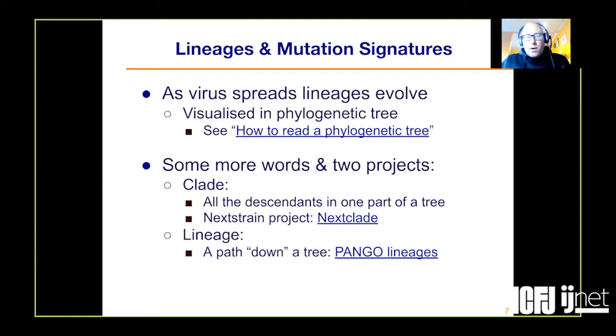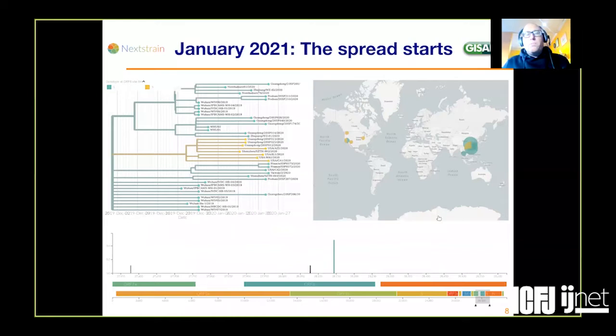So a lineage is a path through this tree. We'll see a tree just now. And the lineages get these names called Pango lineages. I'll talk about them just now. But if you took a look at all of the descendants that come from one group of lineages, then we call them a clade. And there's a project out there called Nextstrain that has its own naming scheme called Nextclade. So we have these two naming schemes, the Pango lineages and the Nextclade clades, okay? It's going to become simpler.